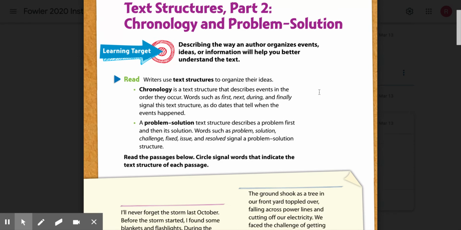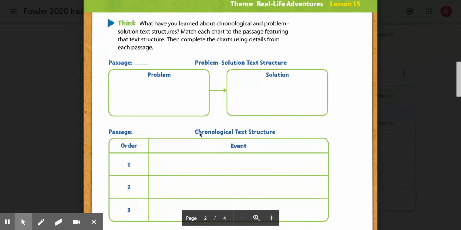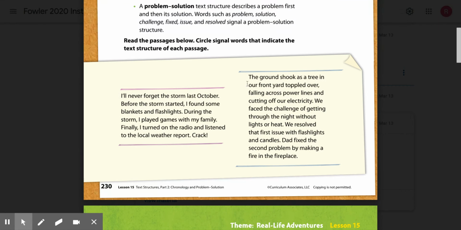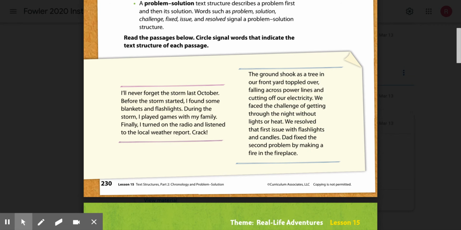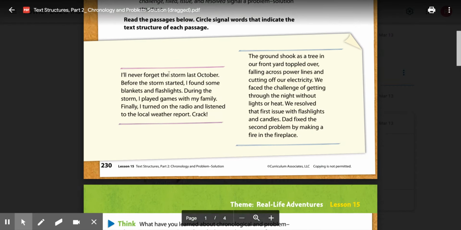All right, if you don't remember or you need a refresher of what chronological or problem and solution are, they're right here on page 1. This tells you what chronology is and this tells you what problem and solution is. Just like on day 1 this week, you're going to read this passage and this passage. Then you're going to say passage 1 was problem and solution, or maybe passage 1 was chronological. Maybe passage 2 was problem and solution. You're going to write the number here in the blank.